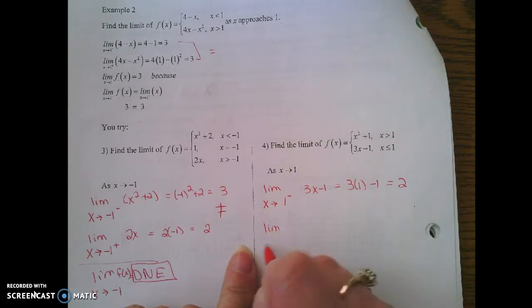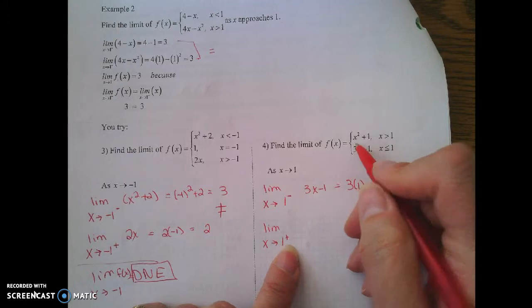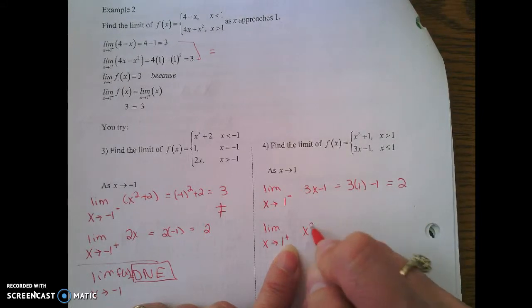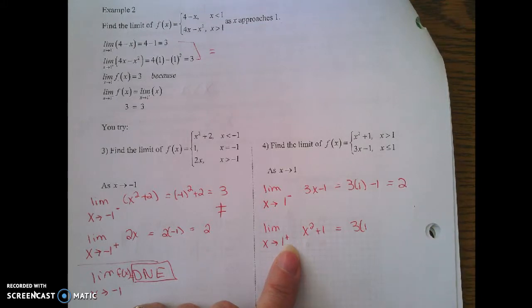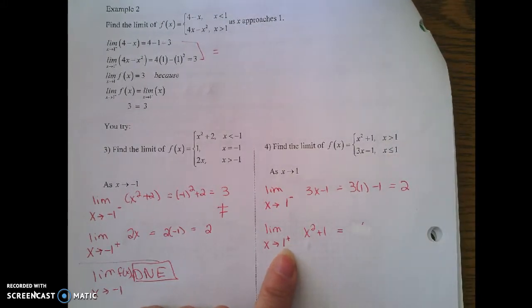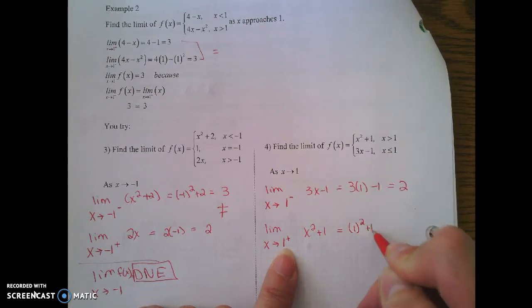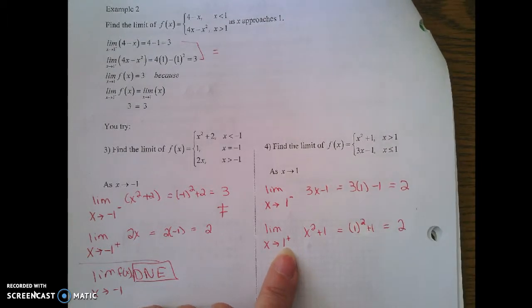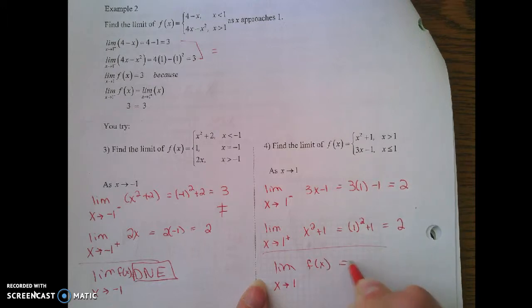We are going to look at the limit as x approaches 1 from the right. That means x is greater than 1. That is the function x squared plus 1. So we are substituting 1 into this function. 1 squared plus 1 does give you the value 2. So the final result, the limit as x approaches 1 of this function f of x is 2.